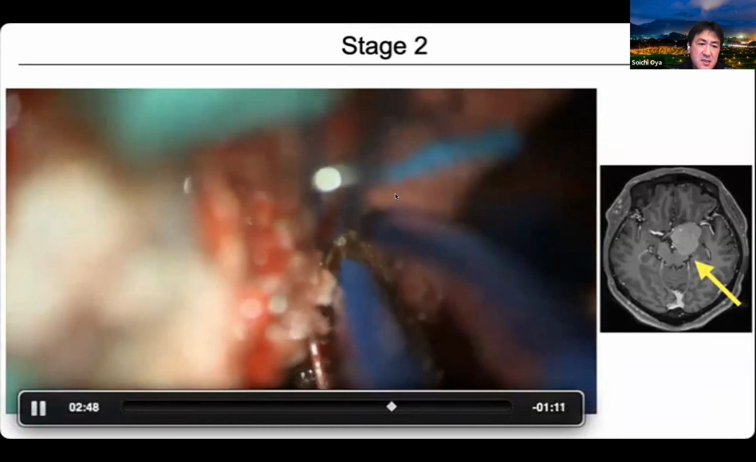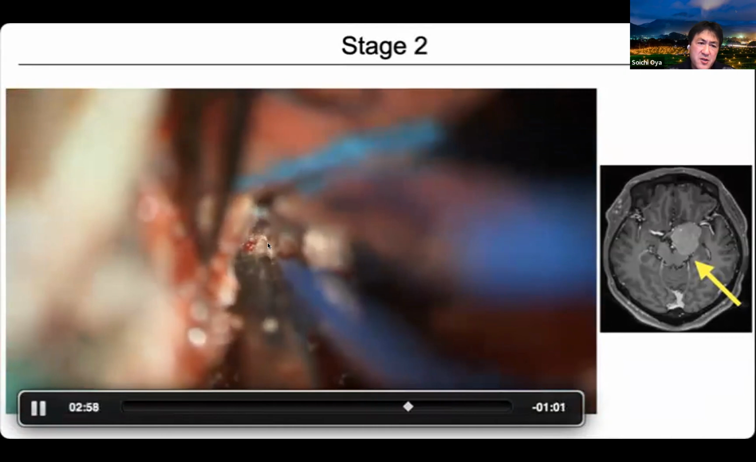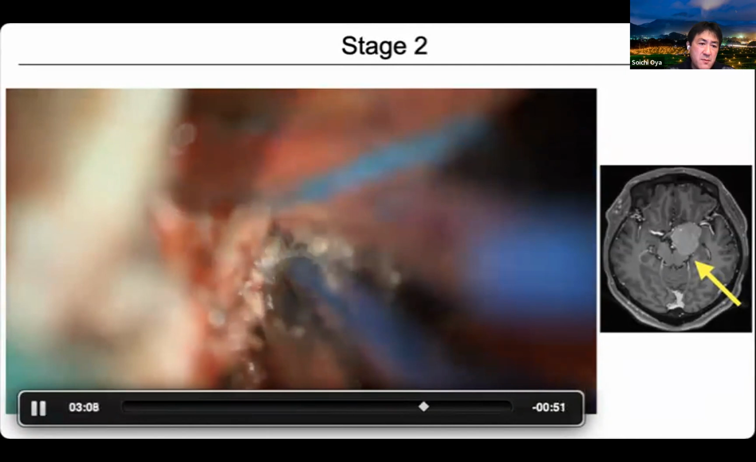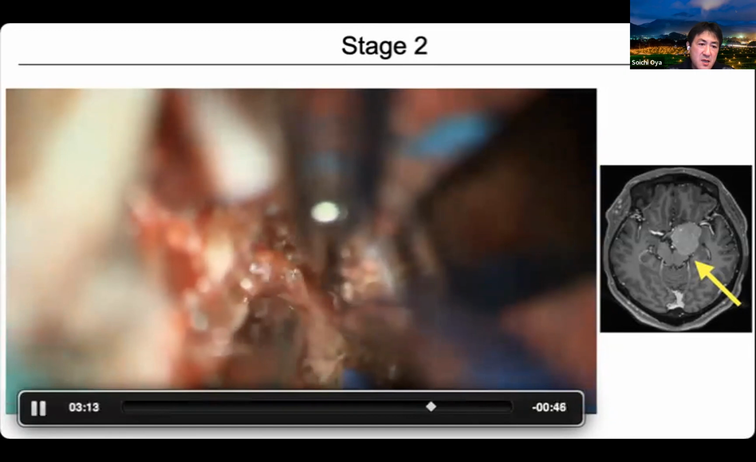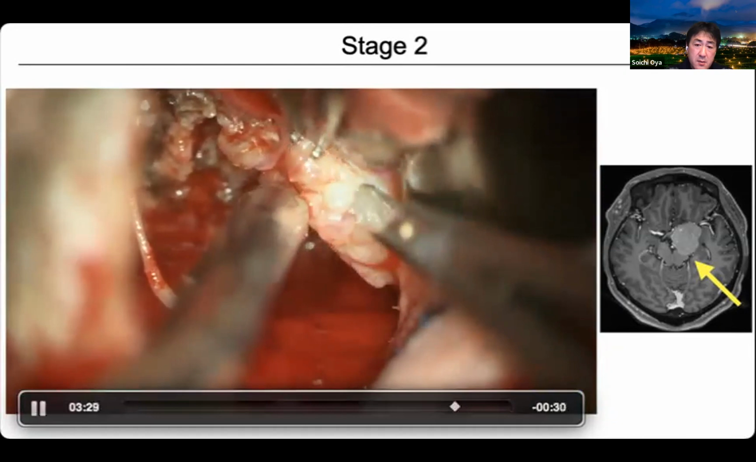However, I just did the internal decompression too much and I had bleeding inside the tumor. And this was a PCOM running inside the tumor. And I could not see any perforators from this area. However, this was not my plan. So I needed to coagulate the PCOM. And we suddenly had a decreased amplitude of the MEP, vascular trunk, left side P1, and the left side PCOM. So I should have followed this vascular structure. But I just continued the internal decompression as much as possible.